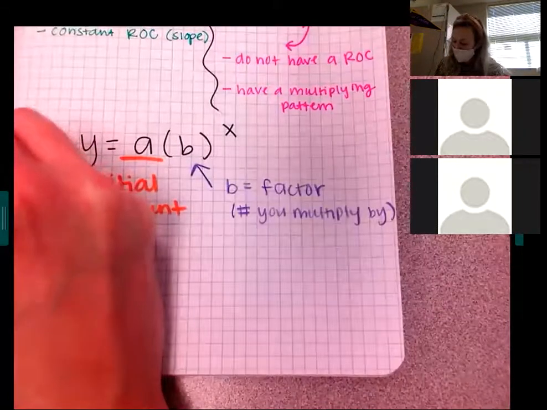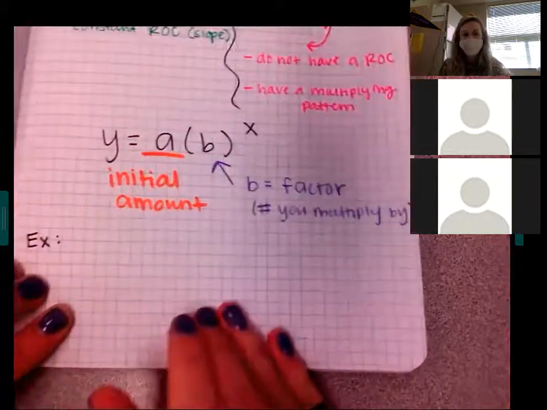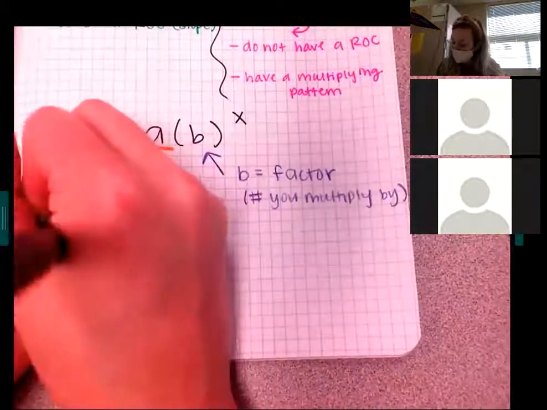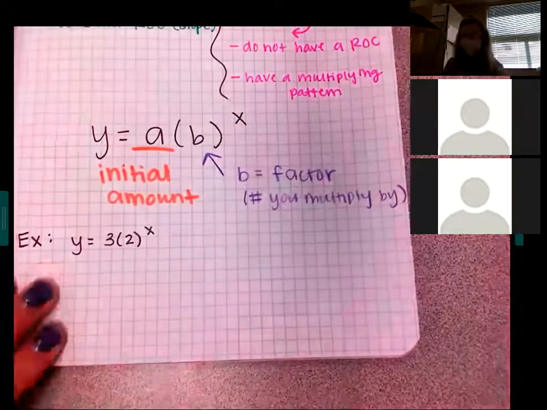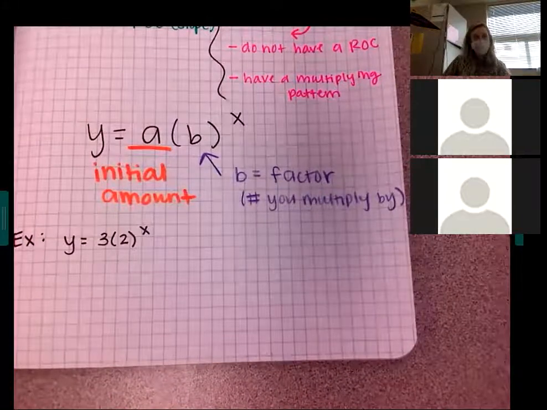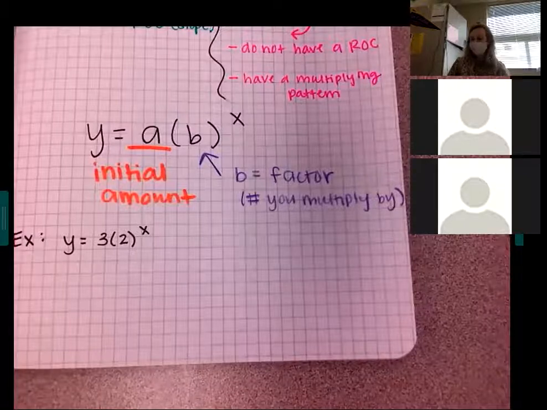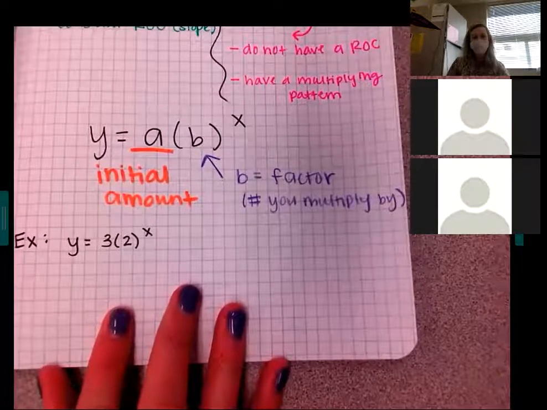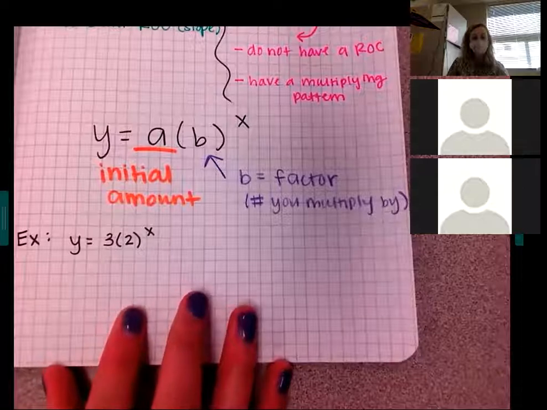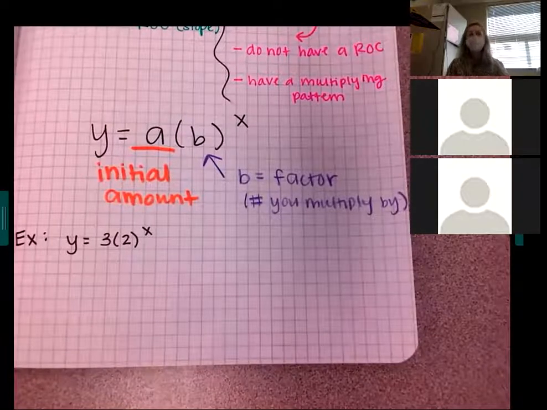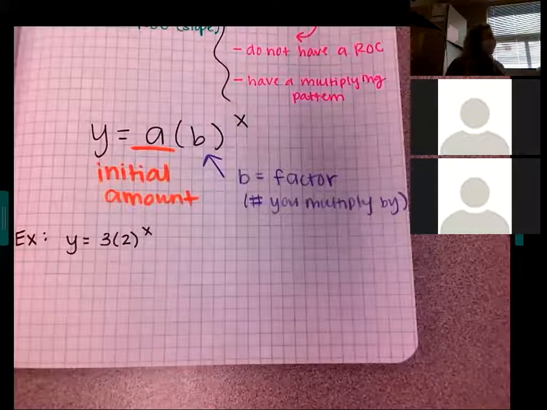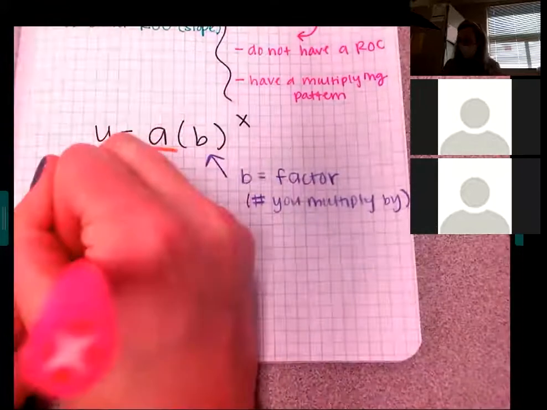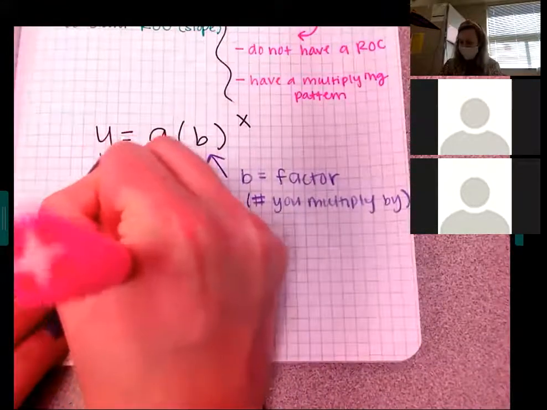So I'm going to start us off with an example. I'm going to write down an exponential equation, and we'll actually use the one we had from up there. That's the same one I wrote earlier. Who can tell me what my initial value will be for this equation? The initial is 3.